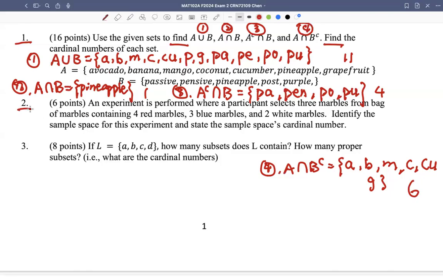Now let's see the second one, 6 points. An experiment is performed where a participant selects 3 marbles. Let me use blue color. Actually, let me erase the rest. You can always go back to watch it. So let me erase them.